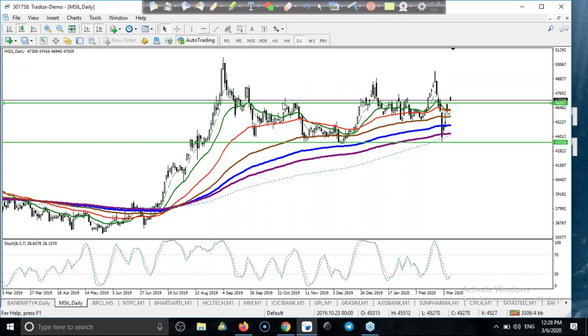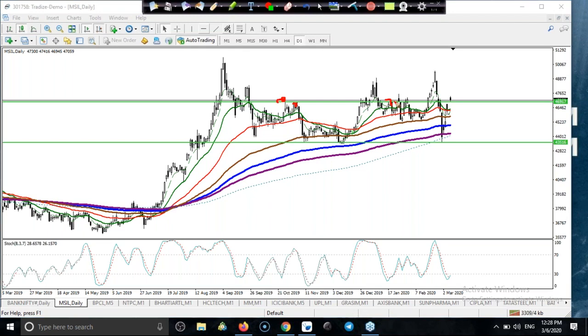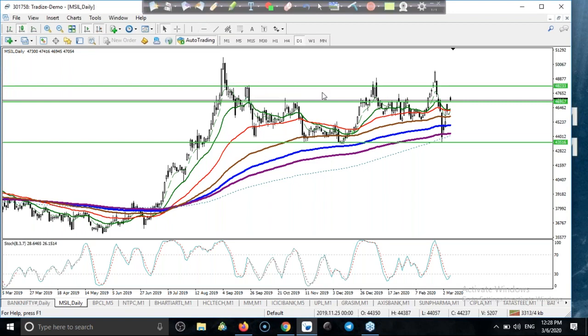So I just connected the most connected rejection points in this area. I have seen multiple rejections here, here, somewhere here, here, a little more fake breakout, and here, and somewhere here. And the next rejection point we have seen somewhere here. That is also a rejection point, and somewhere we have seen the most recent rejection point. So this is the resistance.